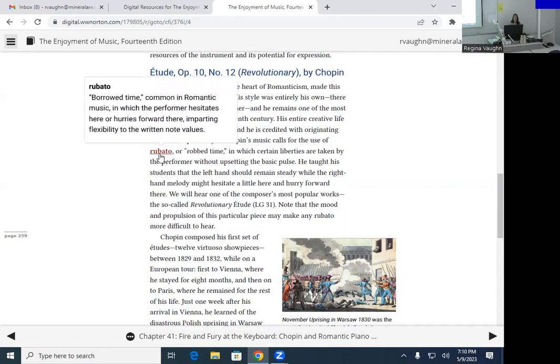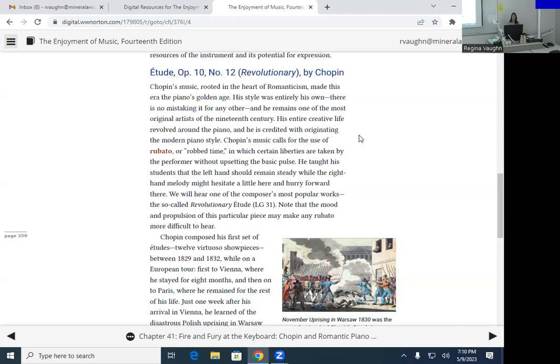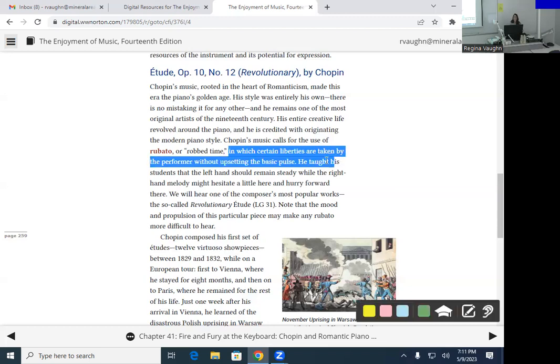We've talked about rubato, which remember is your code word. Rubato is borrowed time, robbed, rubato. Common in Romantic music, in which the performer hesitates here or hurries forward there, so that the beat is not as steady as it would be in, say, a classical symphony. You're not going to get the speeding up and slowing down there that you're going to get from rubato. And that's meant to reflect what's going on in the music, the romantic sensibility, the passion, even panic, sometimes, depending on what's going on. So the robbed time in which certain liberties are taken by the performer without upsetting the basic pulse. Remember, it's just kind of like a stretch when you get out of bed in the morning.